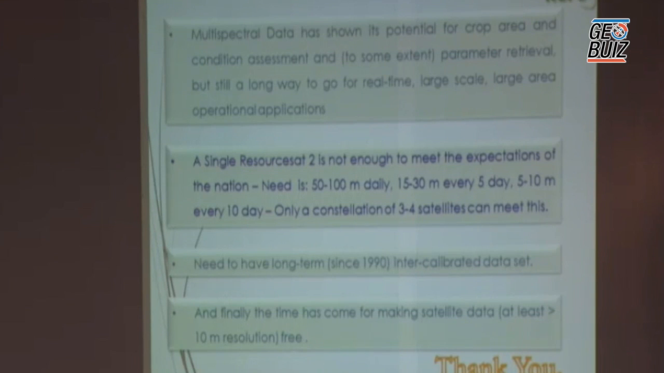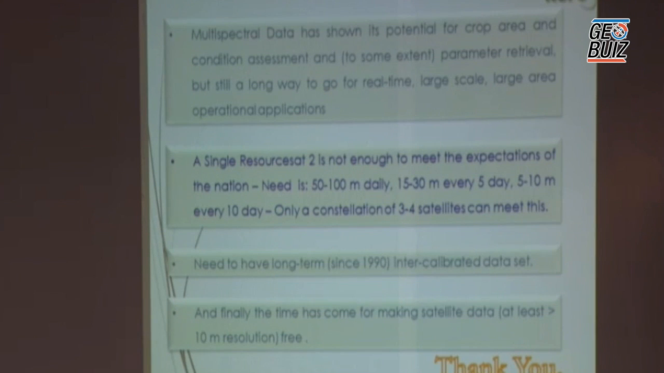Doing district-level crop assessment is okay, but for that a single Resourcesat-2 is not enough to meet the expectations of the nation. The nation needs at least 50 to 100 meter daily data, 15 to 30 meter every 5 days, and 5 to 10 meter every 10 days. Especially after the national meet under the chairmanship of the Prime Minister, the kind of tempo has been originated that we need to come up to. The Department of Space has to come up to that, so we need a lot of data. Only a constellation of 3 to 4 satellites can meet this.